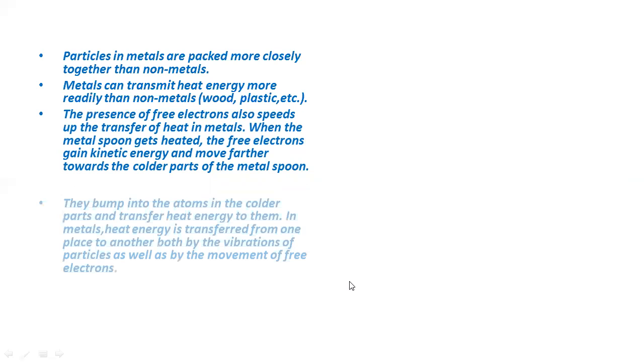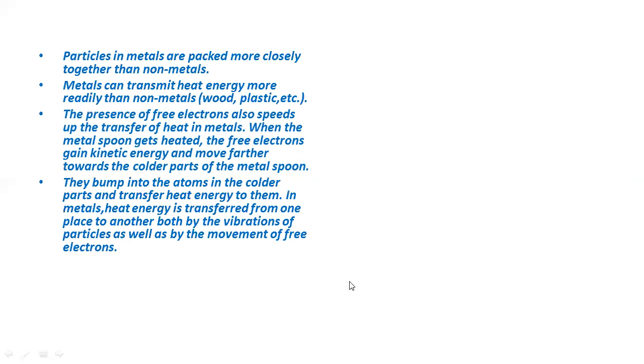The presence of free electrons, as I showed you in the previous slide. The electrons present in the outermost shell, which are less tightly bound by the nucleus, are called free electrons. As the nucleus has no greater pull on those electrons, they can easily move out from the atom. So the presence of free electrons also speeds up the transfer of heat in metal. When the metal spoon gets heated, the free electrons gain kinetic energy and then move toward the colder part.